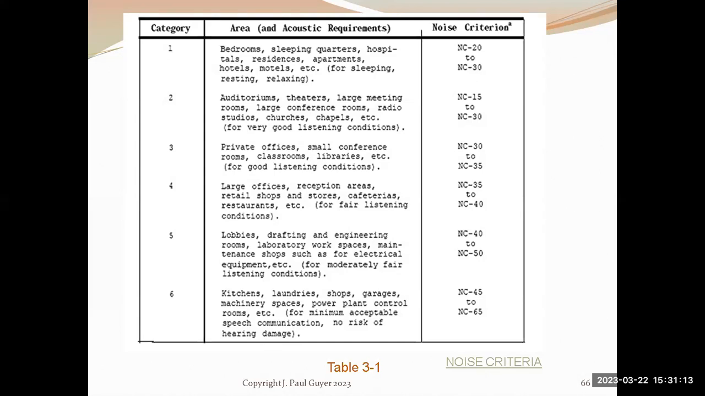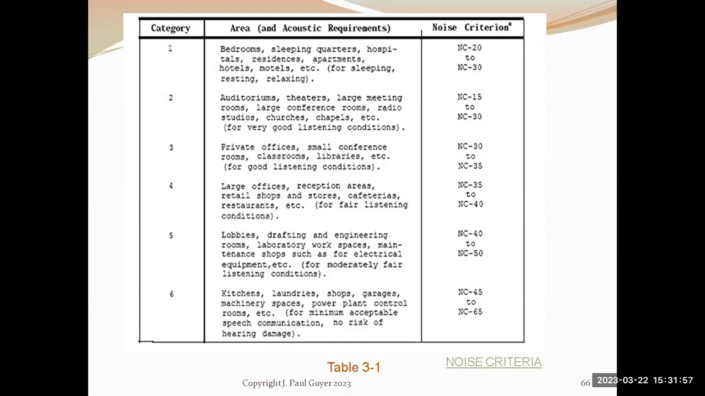Category 2 allows a little bit noisier environment. This would be in spaces like auditoriums, theaters, conference rooms, so on and so forth, where what you're concerned with is to have good listening conditions. And in this category 2, the NC recommendations are for NC 15 to 30.